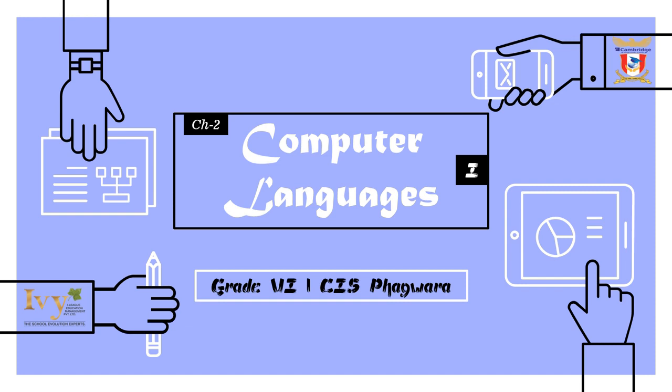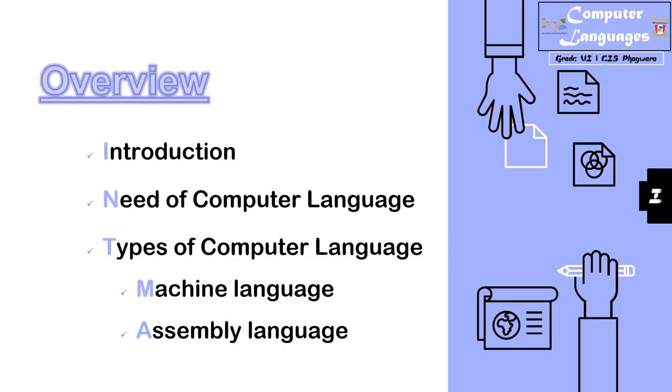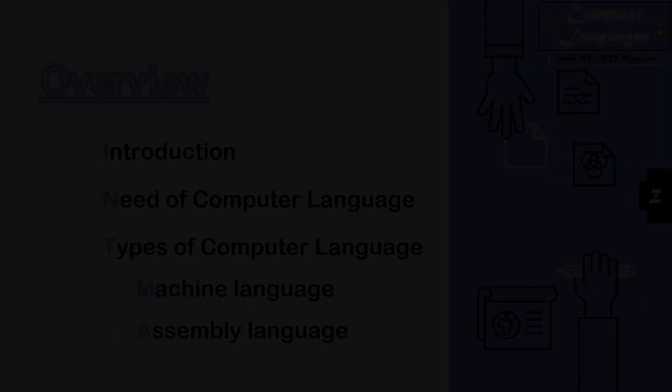Hello students, this is your computer teacher and today we will start with the second chapter, that is computer languages. This chapter will be covered in two parts, and in this part we will discuss what computer languages are, why they are needed, machine level language and assembly language. So without wasting much of your time, let's get straight to it.